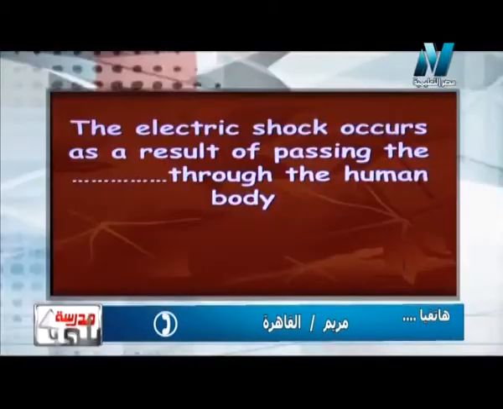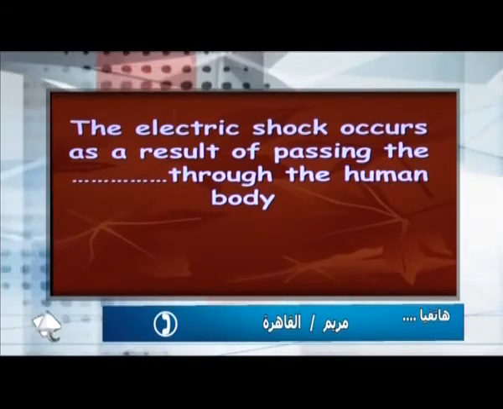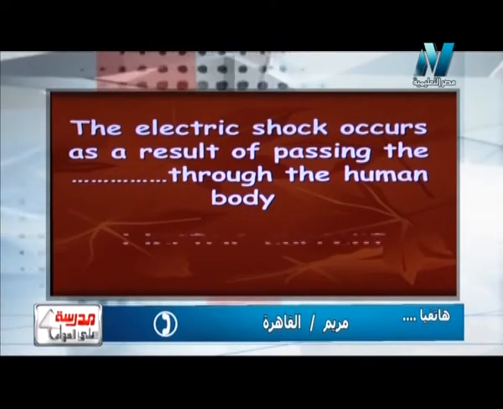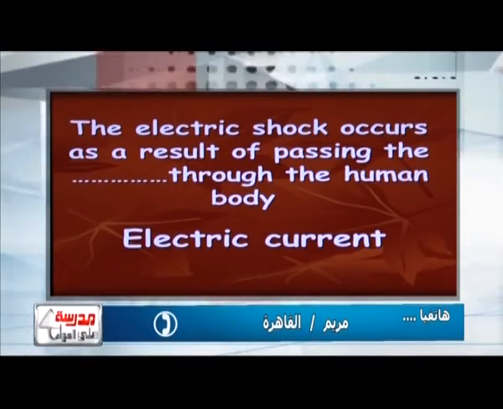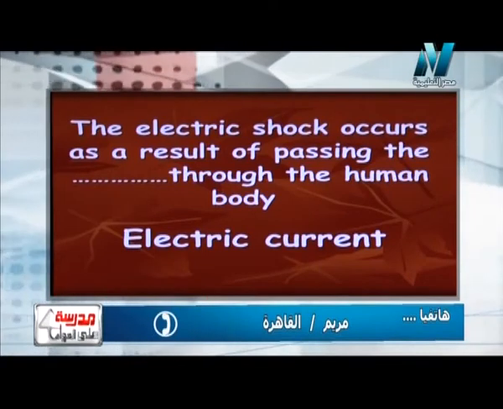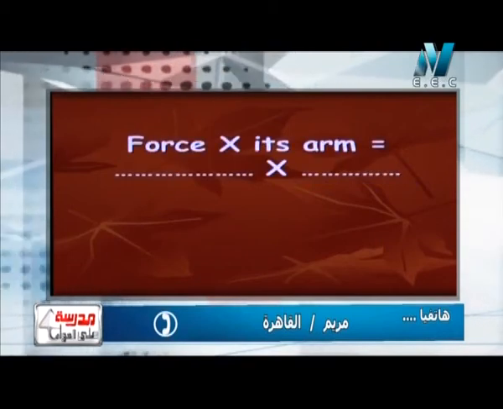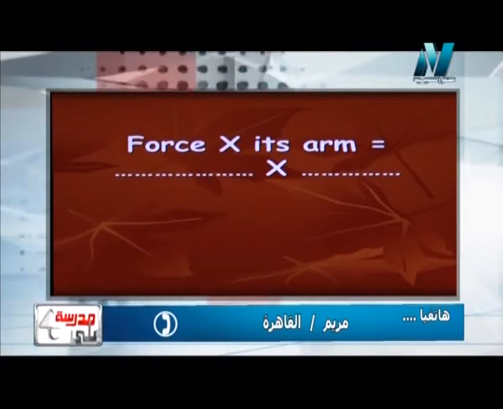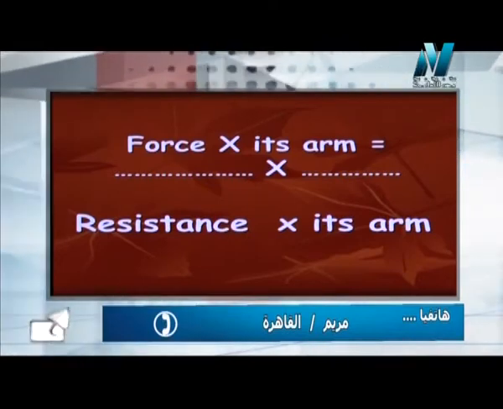The question says: complete the following sentence. The electric shock occurs as a result of passing the points through the human body. So the electricity, or the electric current, okay? Same answer, electricity or the electric current. So again, the electric shock occurs as a result of passing the electric current through the human body. Another question for you, Mariam. Force by its arm equals what? Resistance by its arm. Surely, force by its arm equals resistance by its arm.